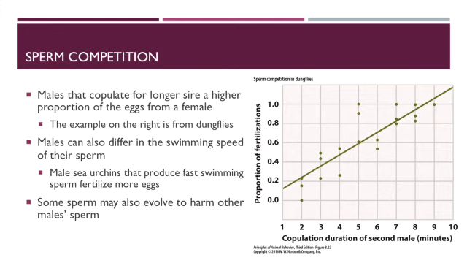Sperm may also differ in the swimming speed. So male sea urchins, some produce fast sperm, some produce slow swimming sperm. Fast swimming sperm theoretically can fertilize more eggs than slow swimming sperm. The speed of swimming in male sea urchin sperm is primarily determined by age. So sperm that have been more recently produced can swim longer and faster than sperm that are produced days or weeks earlier.